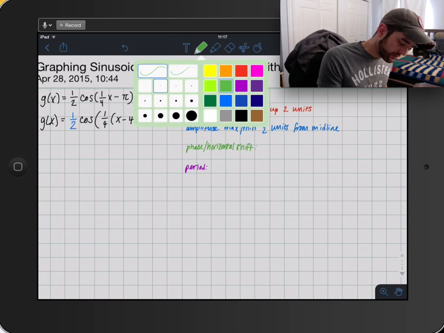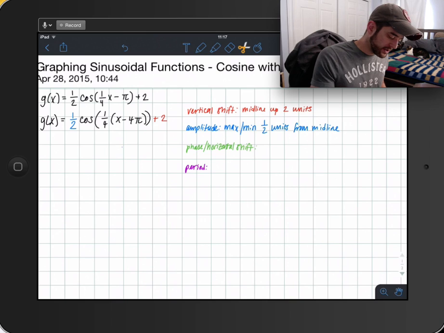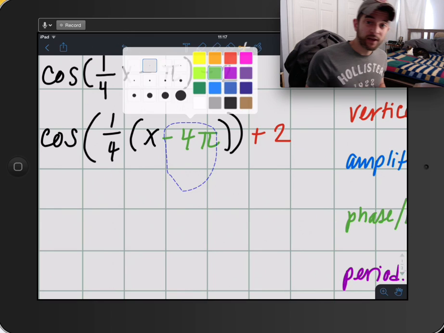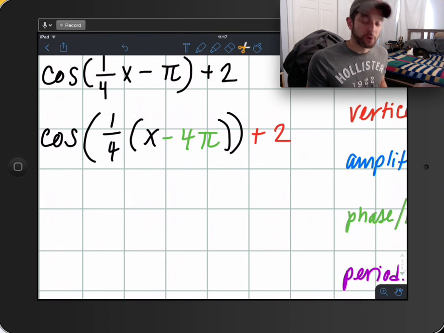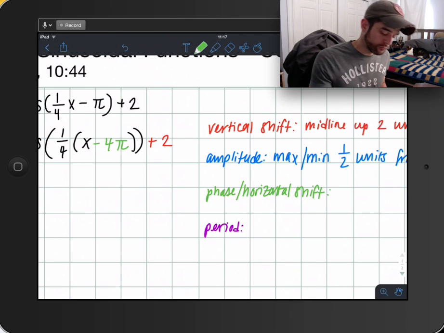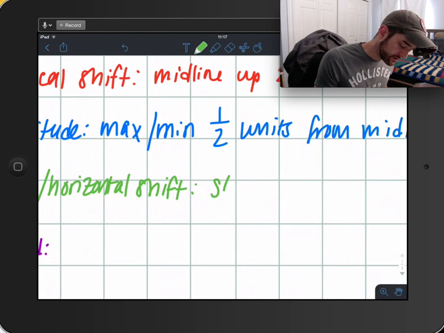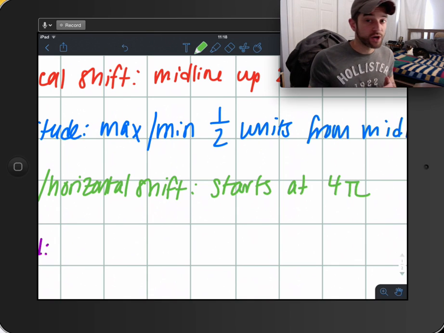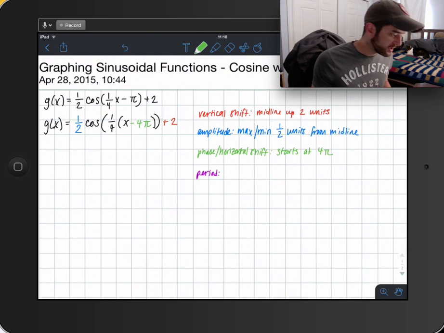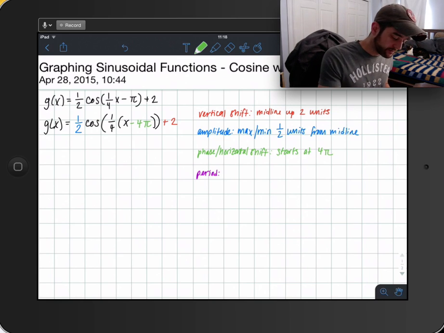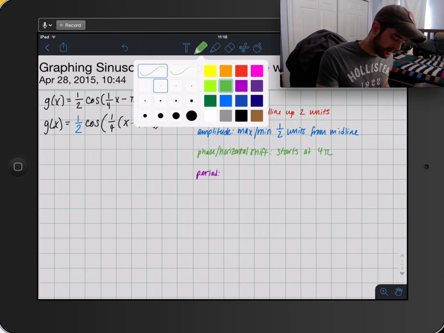The next is the phase shift or horizontal shift. That is the value added with x inside the parentheses, and since we have a minus 4 pi, that means the starting point for our graph is going to be 4 pi to the right. Now again, because it's a periodic function, there's really no starting or finishing point. It's going to repeat infinitely in each direction. But for the purposes of the box method, it'll start at 4 pi.